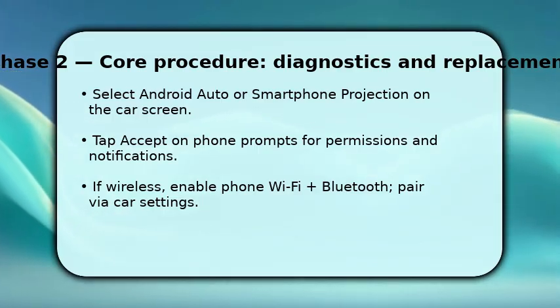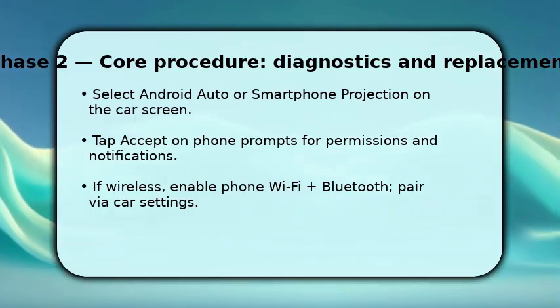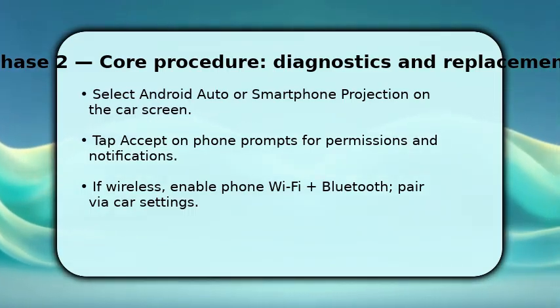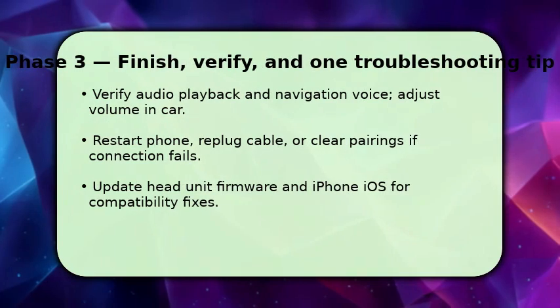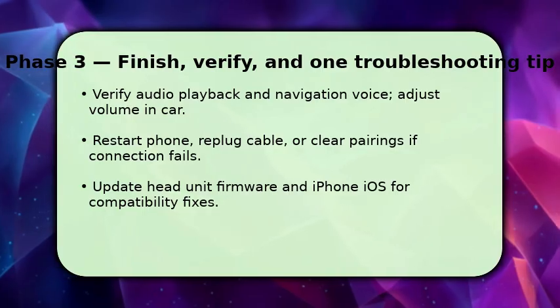This middle step configures audio routing, microphone input, and app icons, so make sure each permission is granted for full functionality. Finish by testing audio and navigation voice prompts. Play a route on the head unit and confirm sound uses the car speakers.